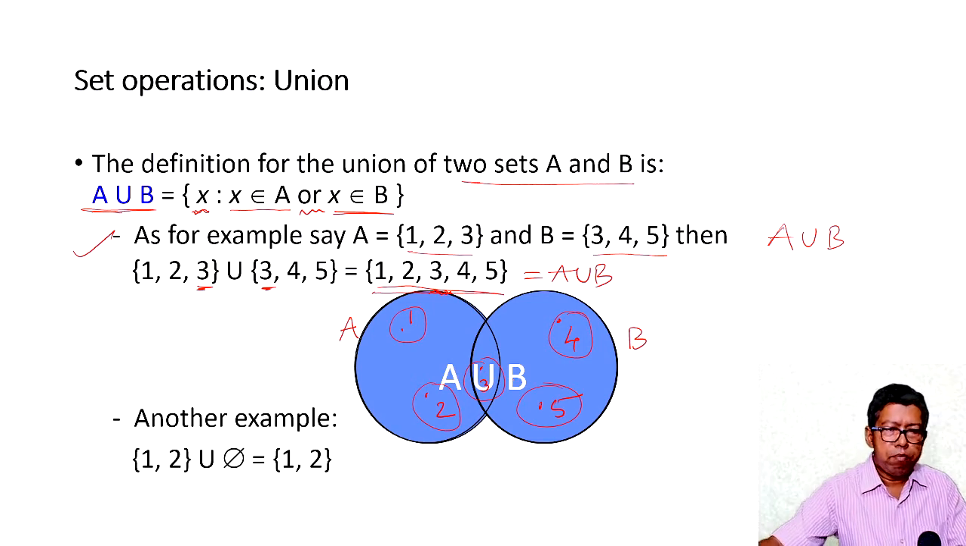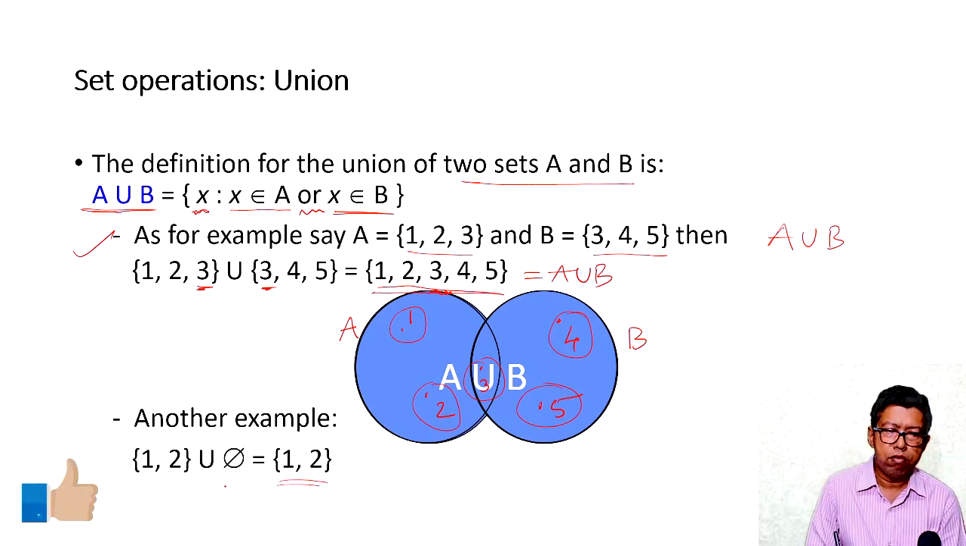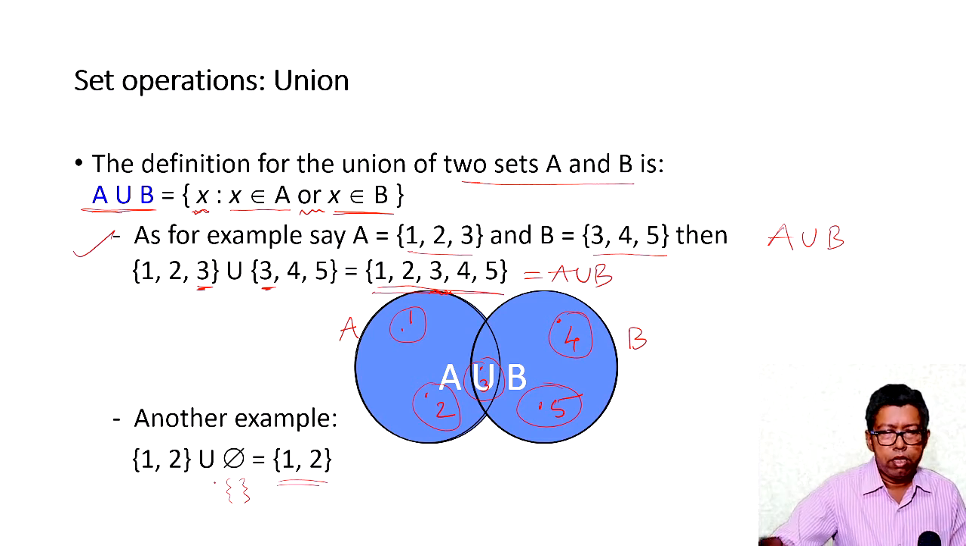Another example: if you have 1, 2, which is a set, and another set which is the null set, and you combine them, then you will get again 1 and 2, isn't it? Because the null set has no element. So you just union them, then you will get another set, that is 1 and 2.